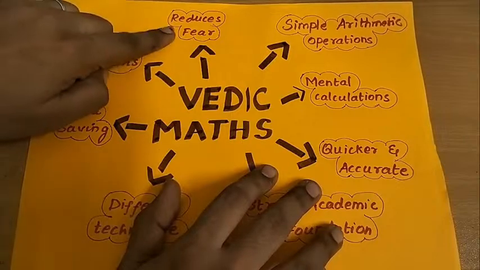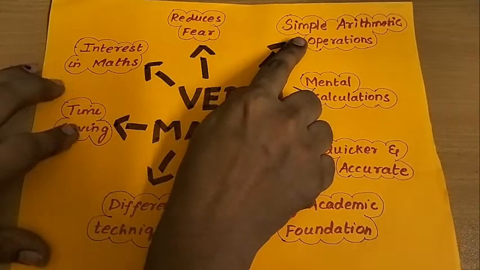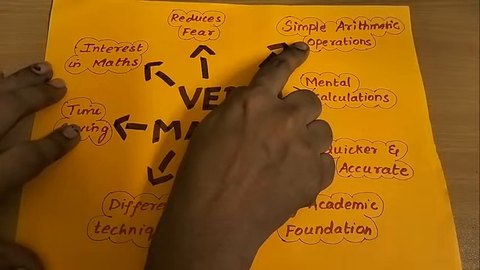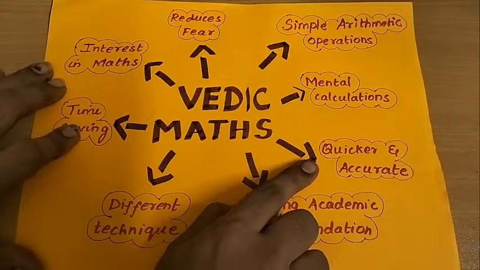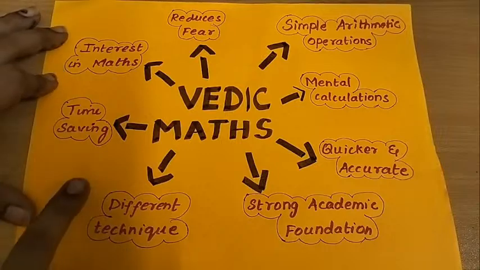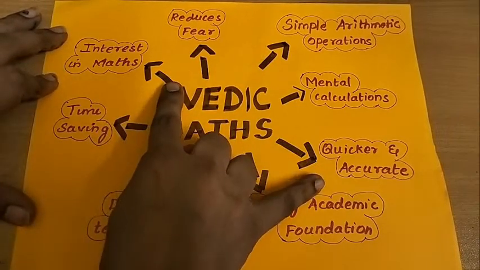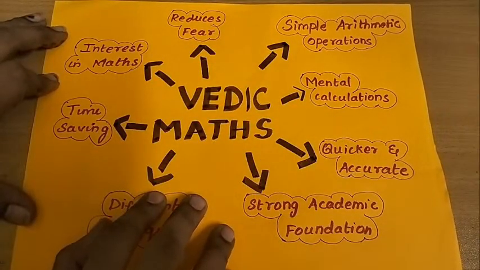So it reduces fear. Once again I'll tell you what are the main uses of Vedic maths: we can use it in simple arithmetic operations. Next is mental calculations, quicker and accurate, strong academic foundation, different techniques, time saving, interest in maths, and reduces fear. So these are the main outlook of Vedic maths. Okay, I hope you have got a little knowledge about Vedic maths, what we are going to see, what is the main use, everything. Okay.